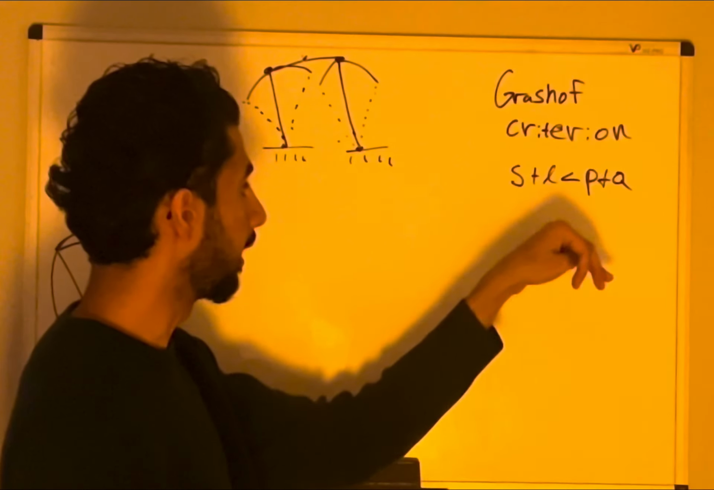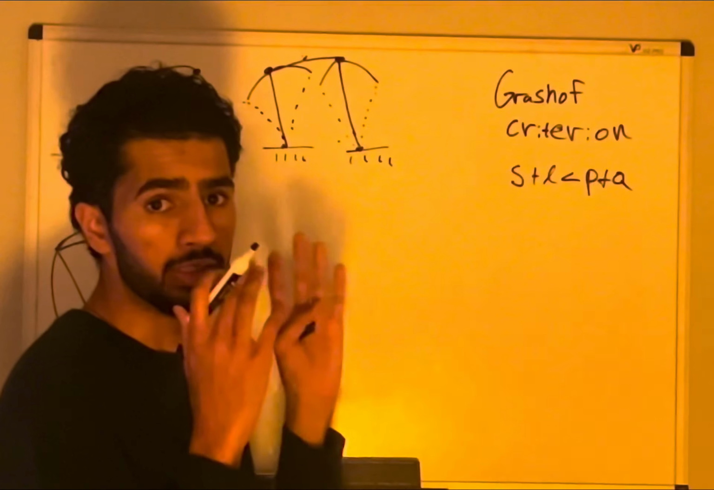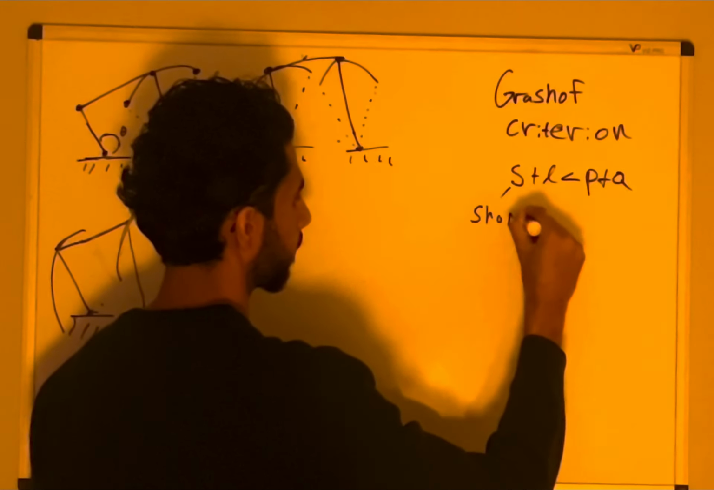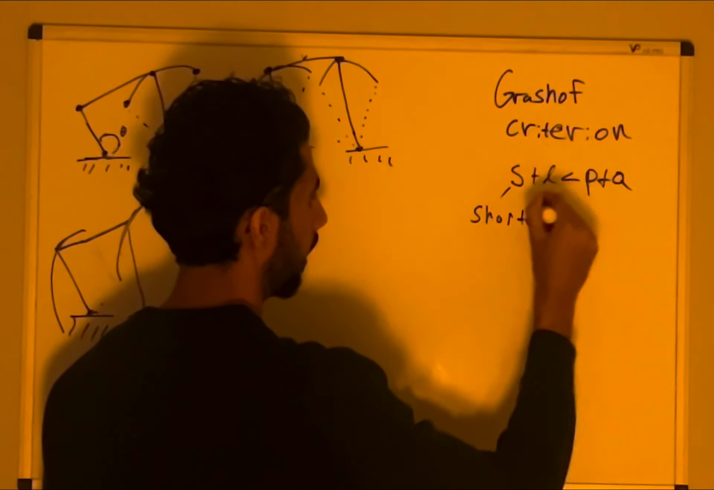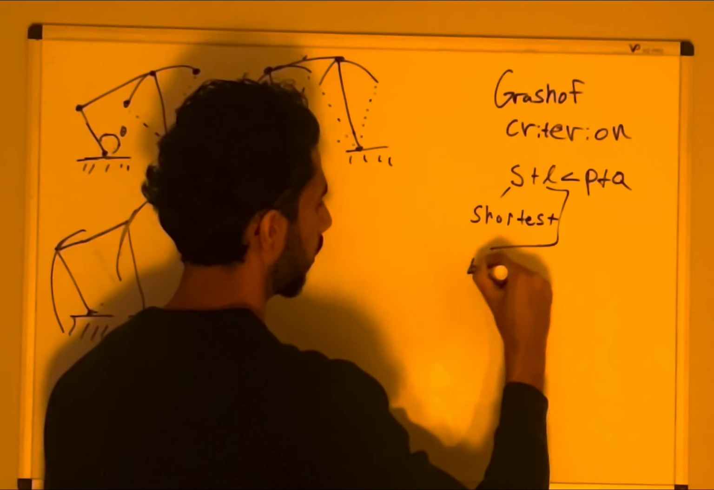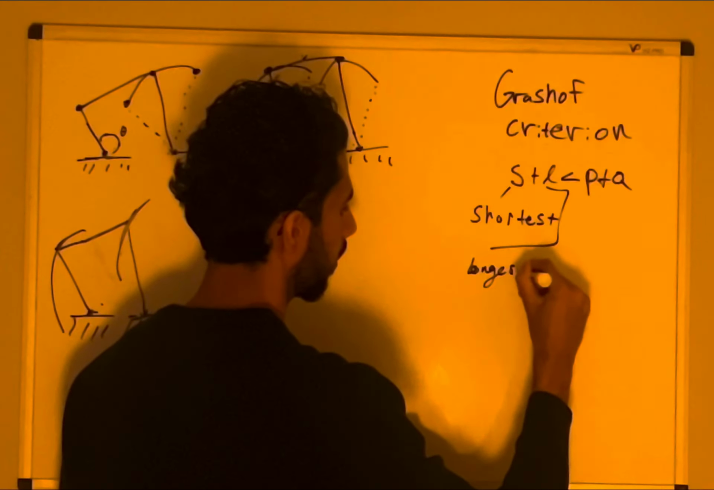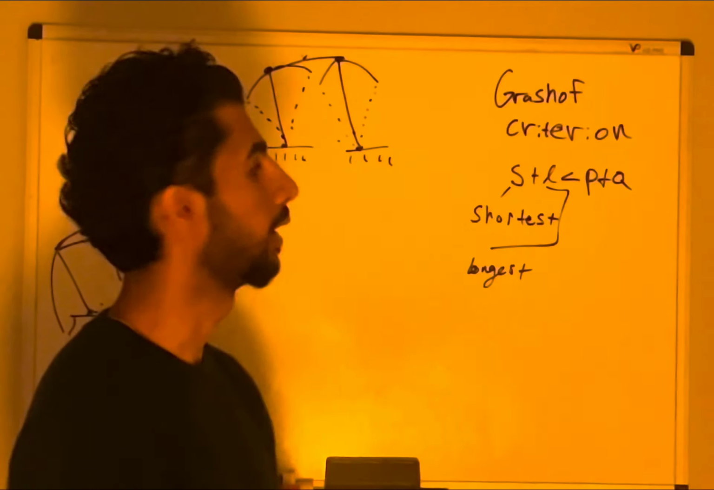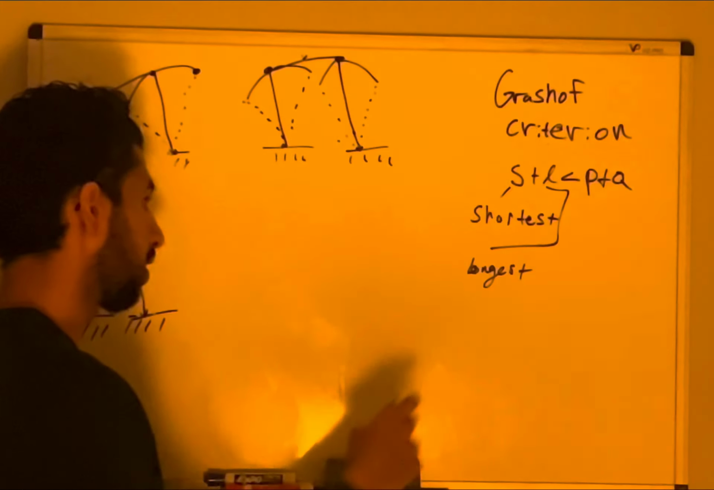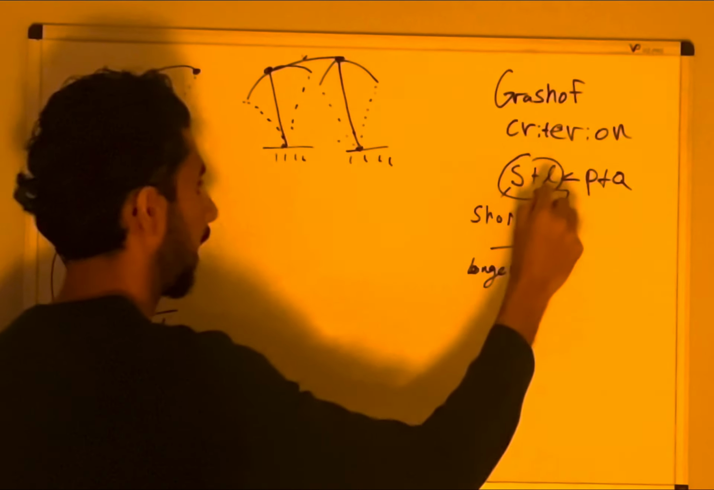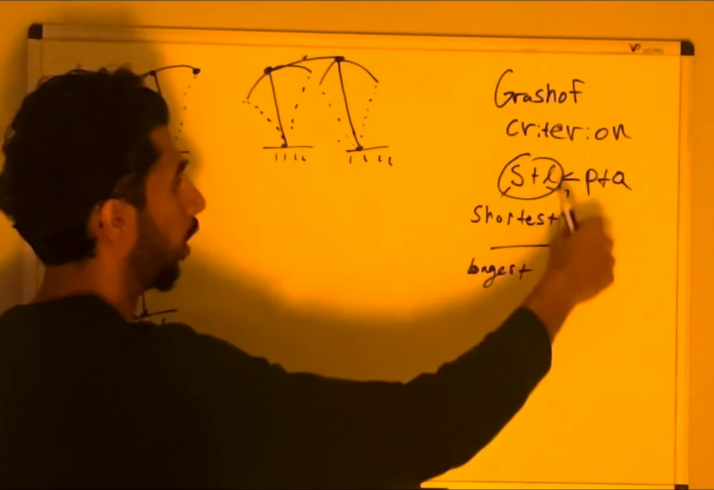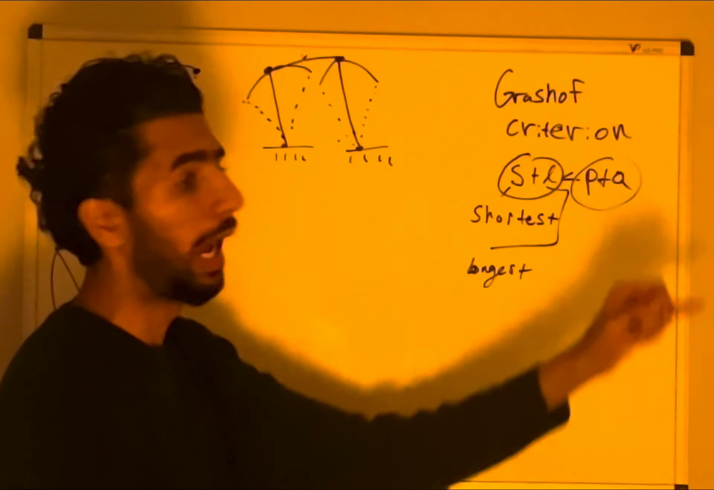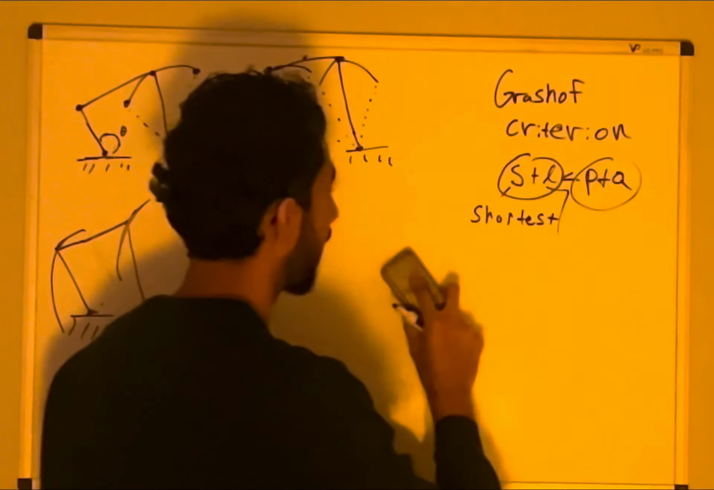So S is the length of the shortest link in the mechanism. L is the length of the longest. And P and Q are the lengths of the two remaining links. So if the summation of the shortest and the longest is less than the summation of the remaining two, it's said to satisfy this criterion, which means a class 1 kinematic chain.